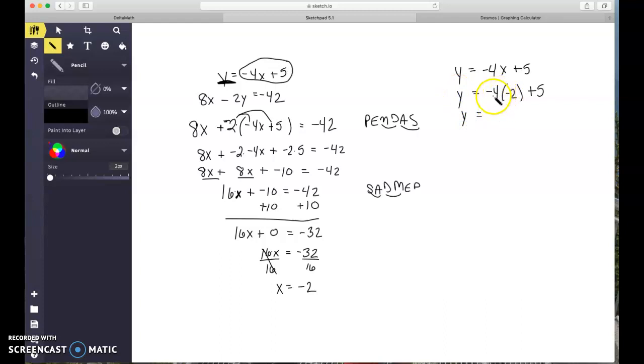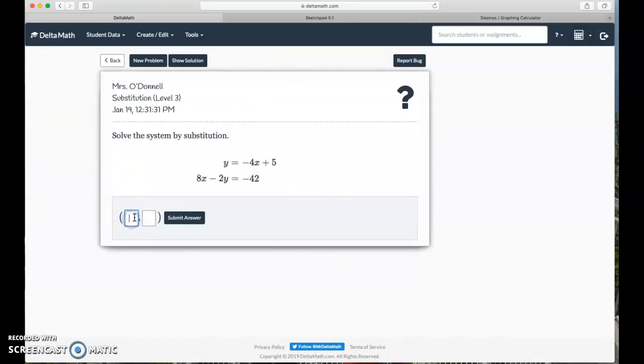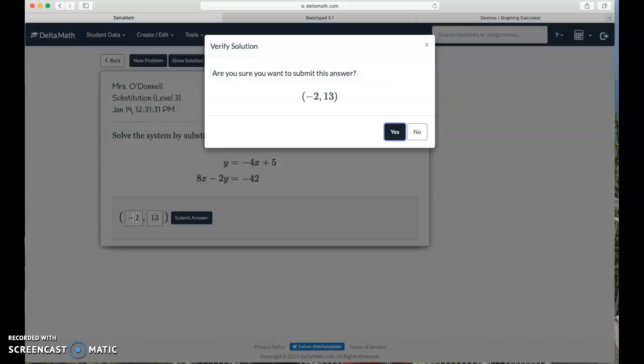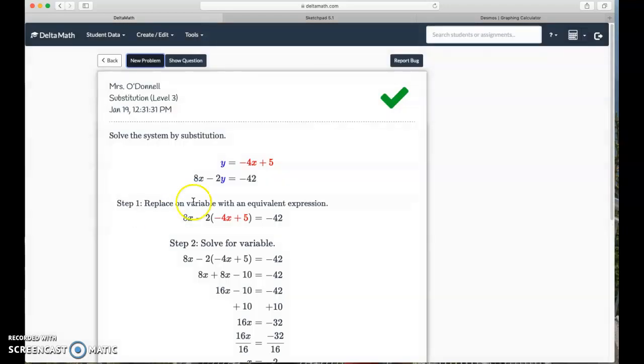Following PEMDAS, -4 times -2 is +8. And then 8 plus 5 equals 13. So my x coordinate is -2, and my y coordinate is 13. Okay, so my solution should be -2, 13. I'm going to come back over here, -2, 13, submit, and Delta Math liked it.